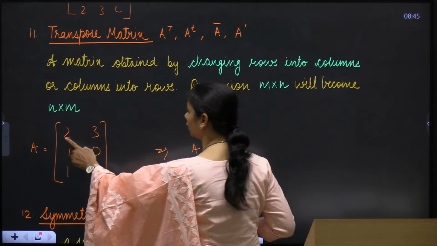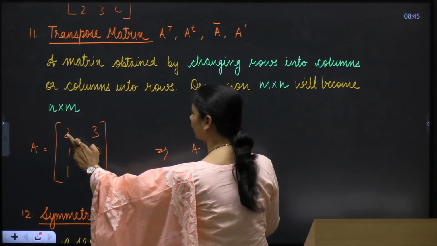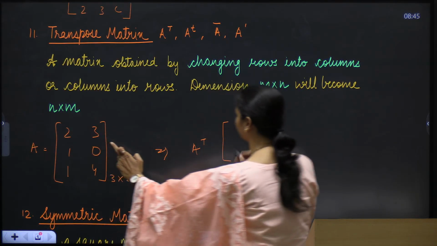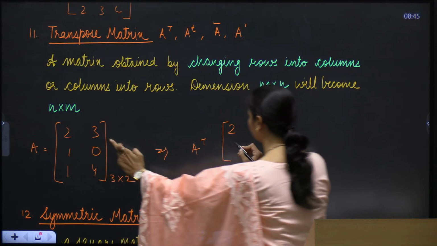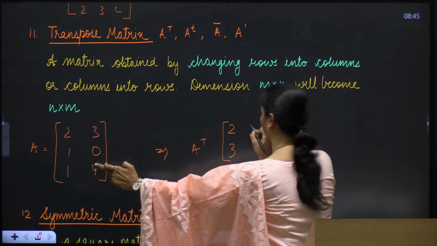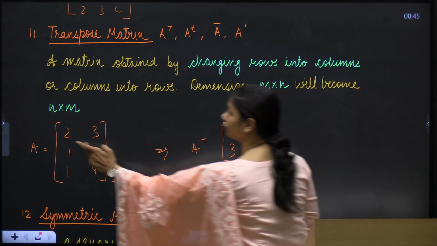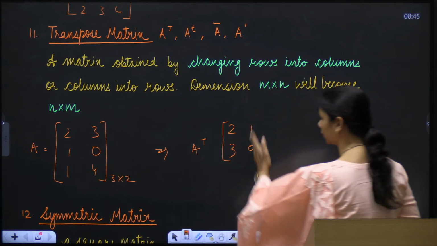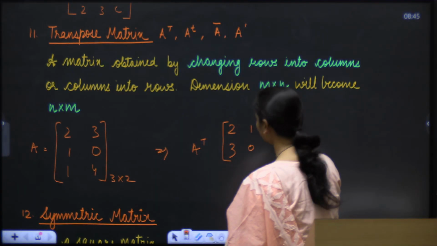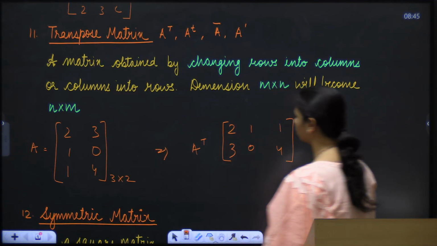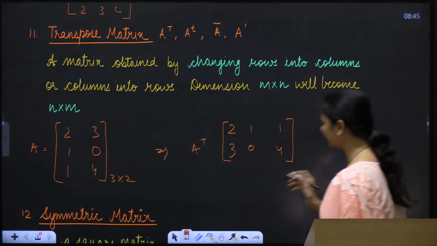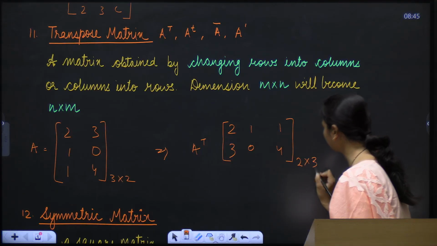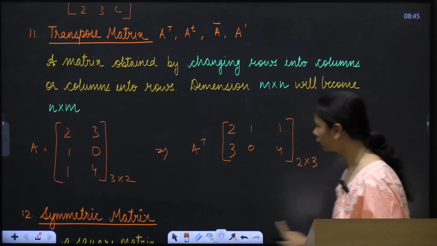So here what I will do now, I will arrange this row as a column, like 2 and 3, 1, 0. The first row will become the first column, the second row will become the second column, and the third row will become the third column, and this transpose will result in a matrix with dimension 2 by 3.